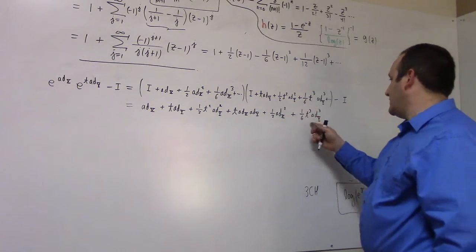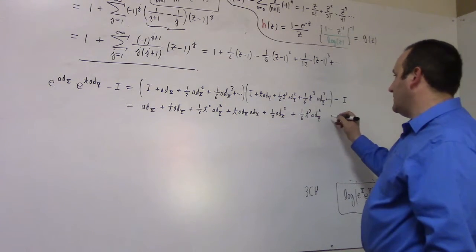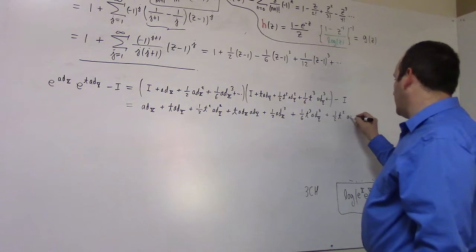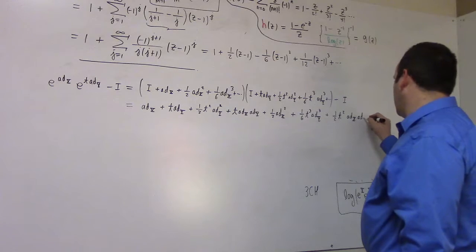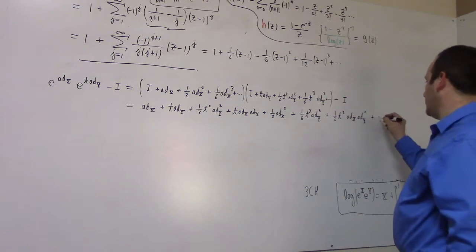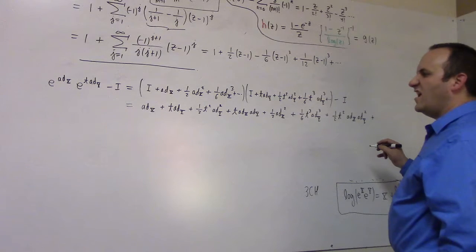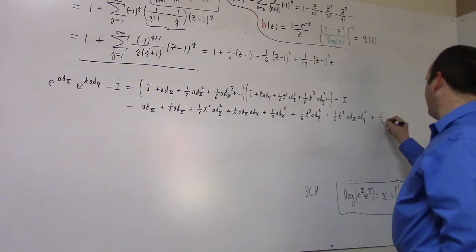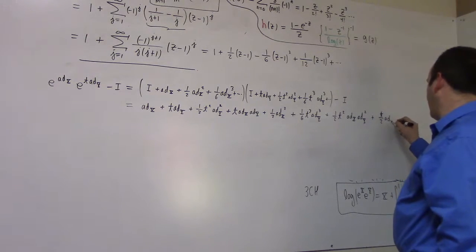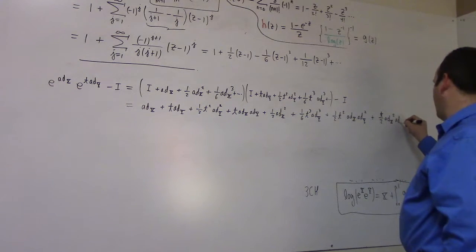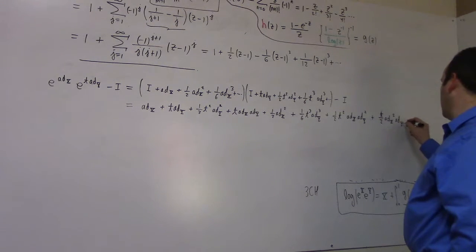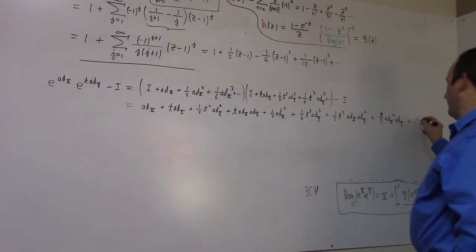So 1/6 t cubed ad y cubed, and then what do you tell me? 1/2 ad x t squared ad y squared, plus 1/2 ad x squared, or 1/2 t ad x squared ad y. Plus 1/6 ad x cubed. Is that ad y? Yeah, ad y. And then plus what? 1/6 ad x cubed.